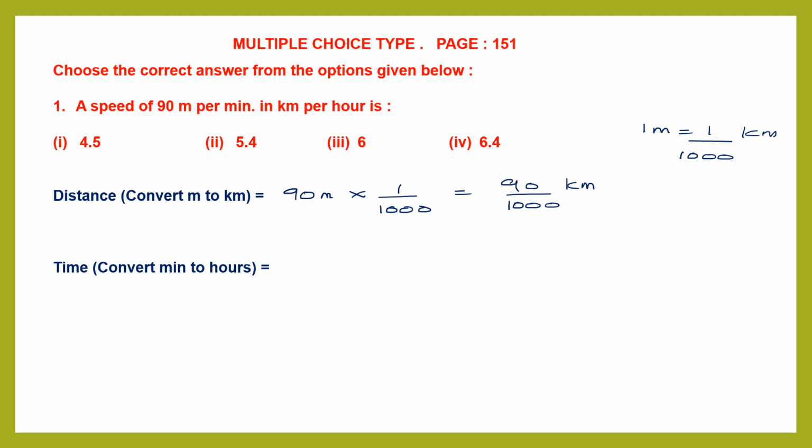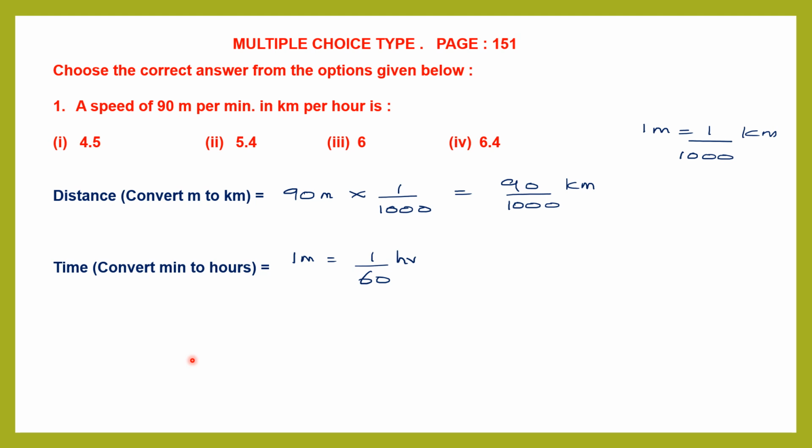Next thing is convert time from minutes to hours. So it's given to us as per minute. So that means in 1 minute, we have 1 by 60 hours. So now we have the distance in kilometers and the time in hours. Now we can find the speed in kilometer per hour.